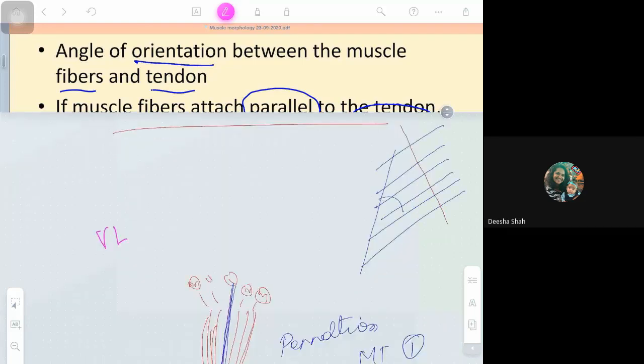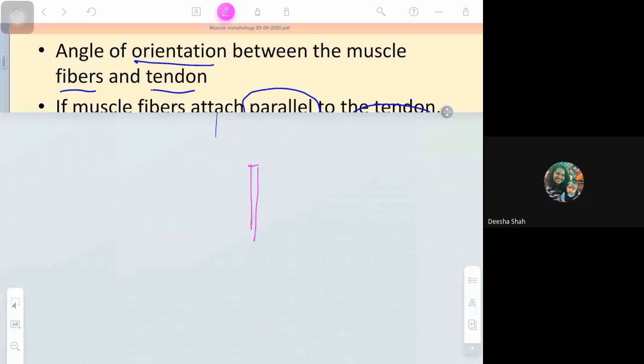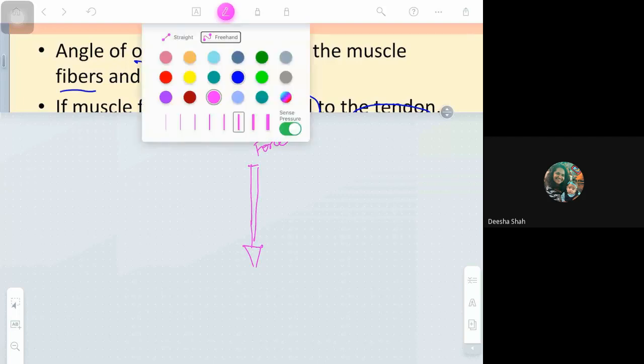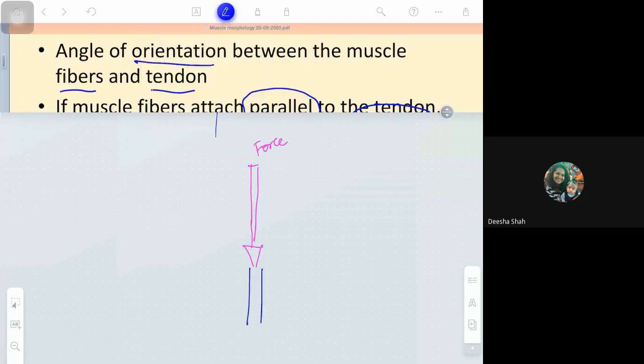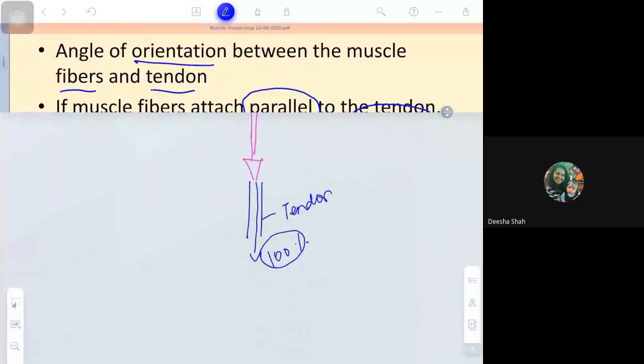Clear? So the vastus intermedius muscle will generate force, and 100% of the force generated by the vastus intermedius will be transmitted to the tendon and ultimately to the bone.